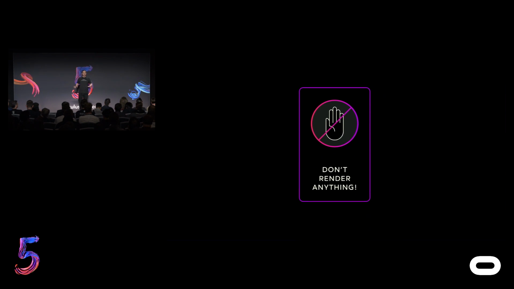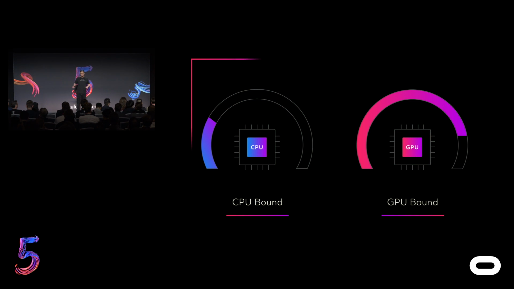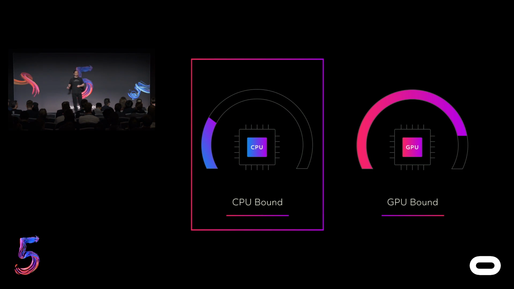Just don't render anything. Just stop rendering. Disable your camera component, stop submitting draw calls, just don't render anything, right? If you stop rendering and your performance improves, you were GPU bound. If you stop rendering and your performance did not improve, you're CPU bound.